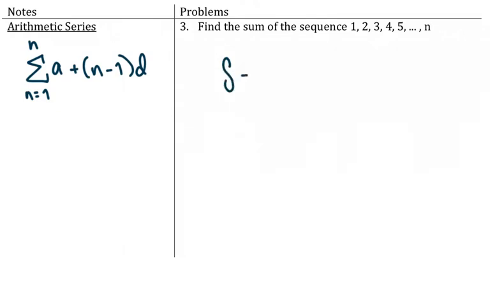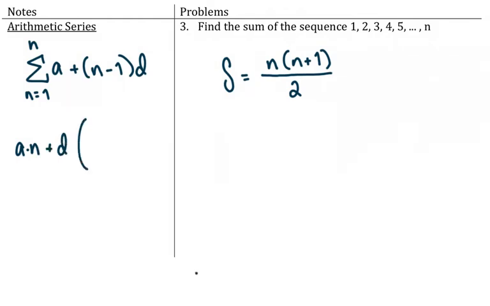But for here, the sum of all those numbers is n times n plus 1 over 2, which helps us figure out this formula, which has two different ways that it can be written. The first of which would be A times n plus the difference, parentheses, n times n minus 1 over 2. So you can see that that uses the formula here pretty well.